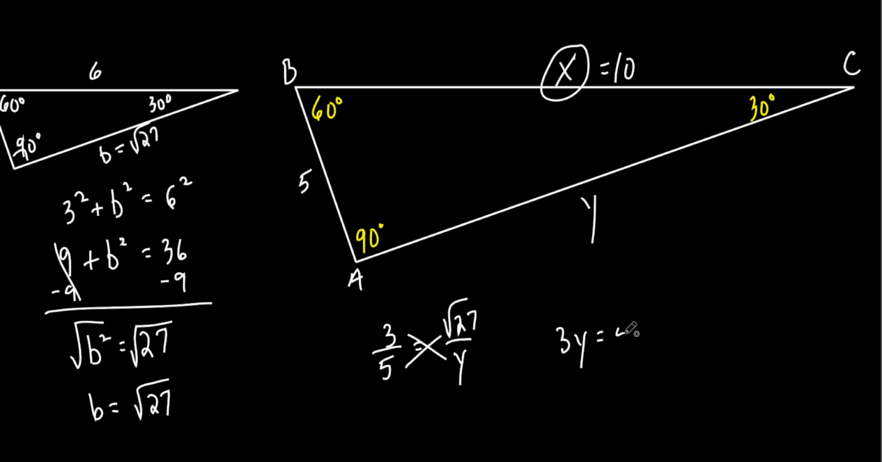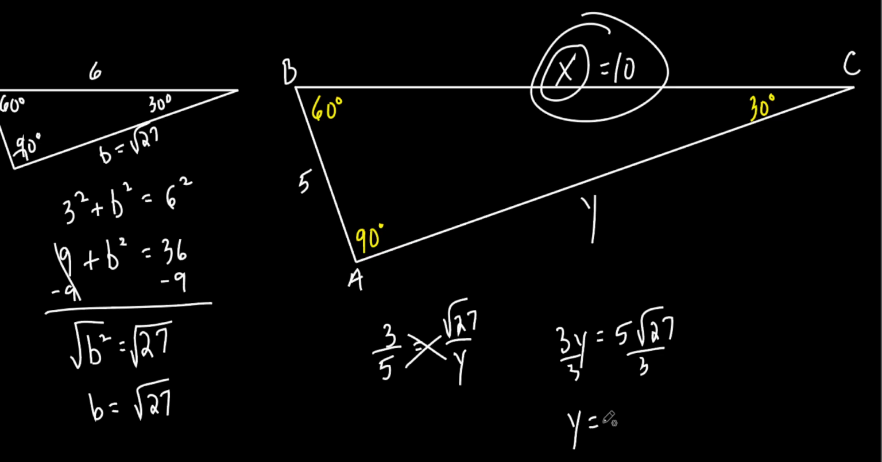We'll put the 5 first. 5 times the square root of 27, right? We could simplify that. I'll show you the whole thing, okay? Now, they don't ask you to do this, so don't get all worried about it. The only thing they're going to ask you to do is find something like that. But this is just for fun. So divide by 3, divide by 3, so y equals.